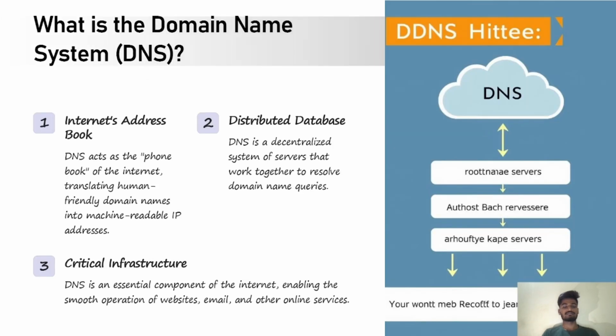What is the Domain Name System? The internet's address book. DNS acts as the phone book of the internet, translating human-friendly domain names into machine-readable IP addresses. Distributed database. DNS is a decentralized system of servers that work together to resolve domain name queries. Critical infrastructure. DNS is an essential component of the internet, enabling the smooth operation of websites, emails, and other online services.